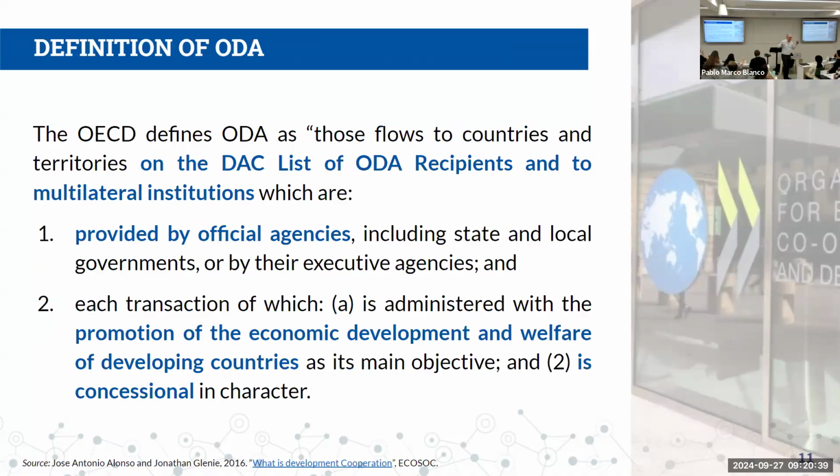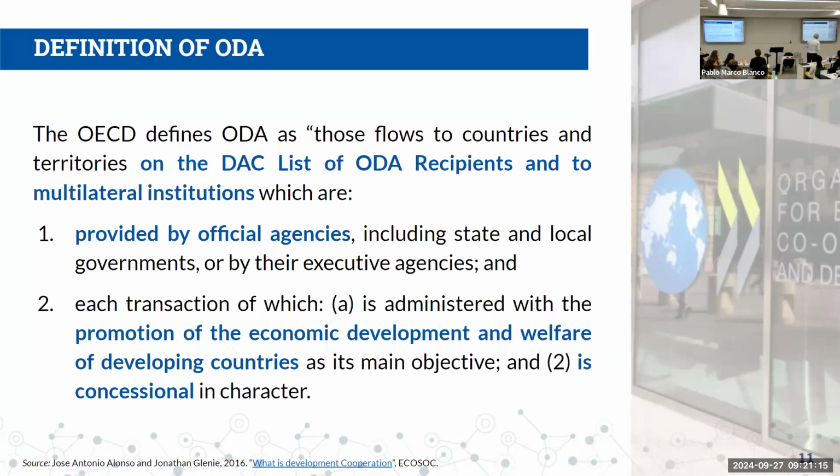For many years, and this is changing, but it is still important for you to know, the main indicator for foreign aid is ODA, official development assistance. This is the flow to countries and territories on the DAC list of ODA recipients. That means a list defined by the OECD with the countries that are poor enough to receive aid. It's maybe not a very politically correct way to say it, but that's basically the concept.